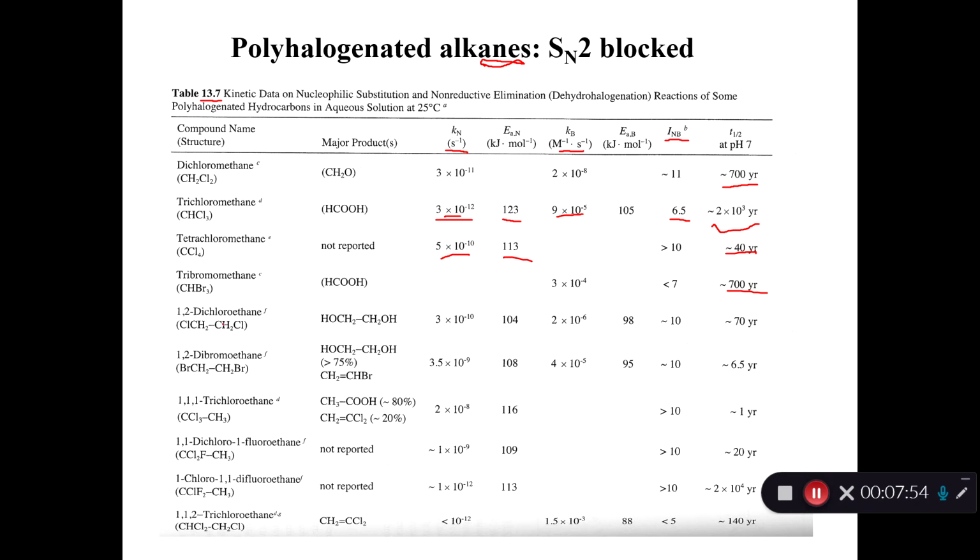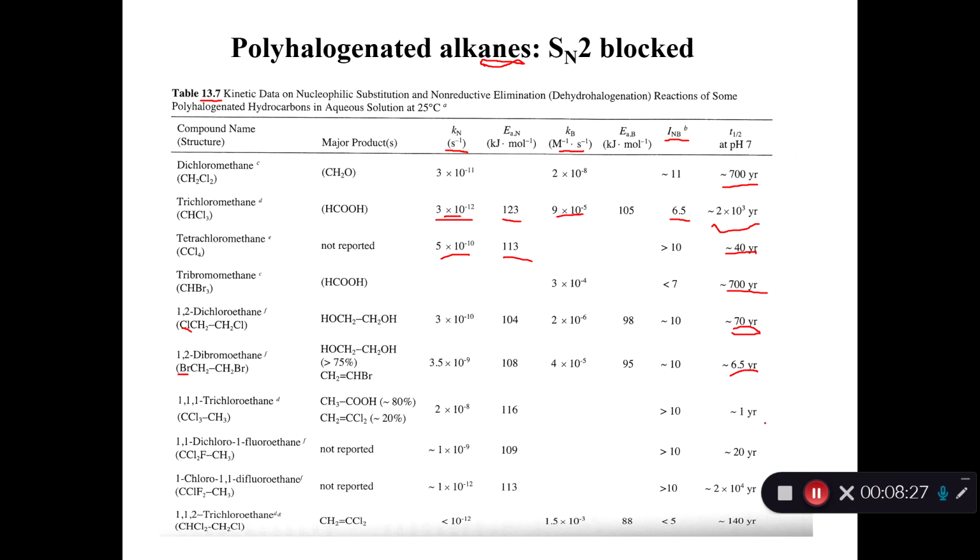Here's 1,2-dichloroethane, so a chlorine on each carbon. Does react, but the rate is very slow, 70 years. 1,2-dibromoethane, so the difference between these two chemicals is the leaving group, right? The leaving group is chloride here, the leaving group is bromide here. And so instead of taking 70 years to react like 1,2-dichloroethane, it's now only 6.5 years for the dibromoethane. So that's just an example of how much better a leaving group bromide is than chloride.